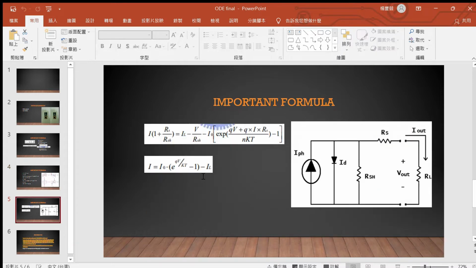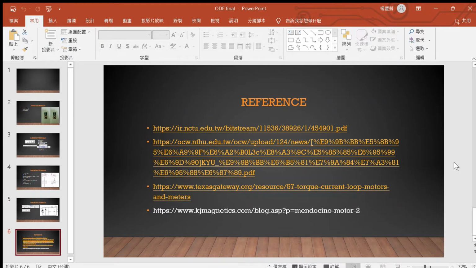Next, the formula of the current generated by the solar panel. By KCL, we can get the formula like this. In simple terms, if the solar cell in the solar panel is ideal, R_S is negligible, so the formula can be written as this. The key point of the formula is that the current depends on how strong the light is. This is our reference.